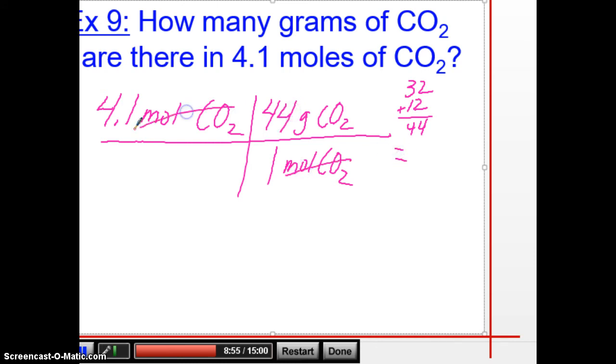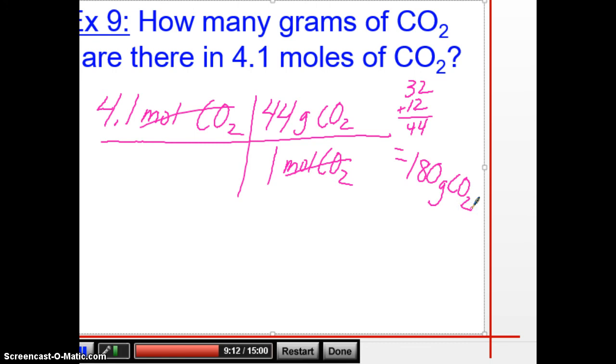So we canceled out our moles of CO2. And this time we're going to do 4.1 times 44. You might remember in the previous problem we divided. And we're going to keep 2 significant figures. So we would have 180 grams of carbon dioxide.